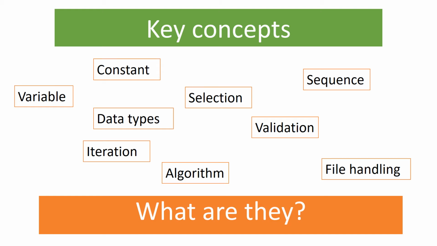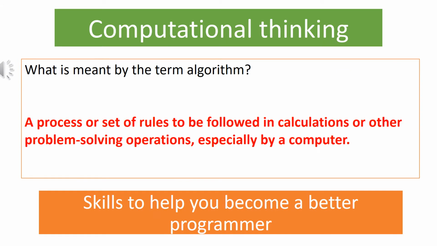Here are the key concepts that you will need to know from the first couple of lessons. I want you to think about what is meant by the term algorithm. Now, an algorithm is a process or set of rules to be followed in calculations or other problem-solving operations by a computer. This is key to this unit. You need to know this definition, so make sure you learn this definition.